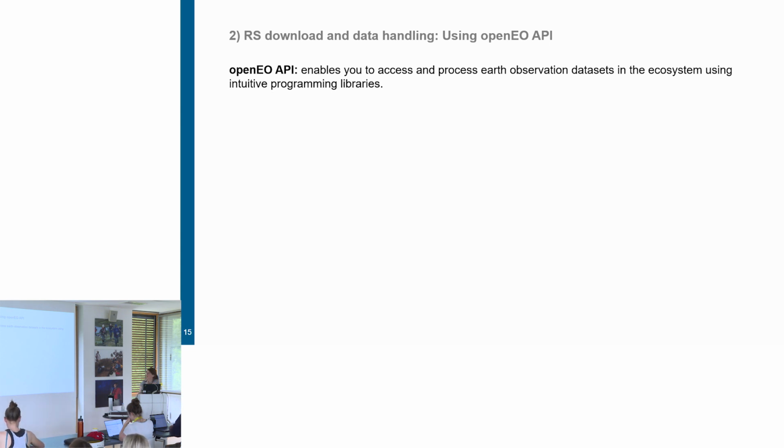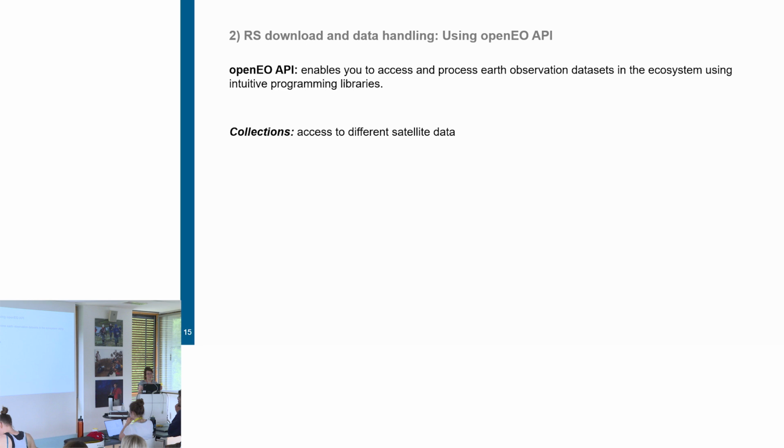So I prepared you a second way to download the data. So far we just used the GUI. So there's also a way to access the data space catalog or the data space satellite data using the OpenAI API.